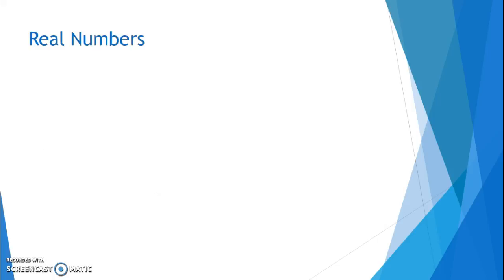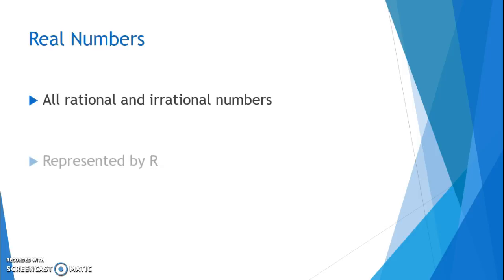Lastly, we have real numbers. Real numbers are numbers that are either rational or irrational. So everything we have covered so far are real numbers. Eventually, you will be introduced to imaginary numbers, but today we are just focusing on real numbers. Real numbers are represented with a capital letter R.